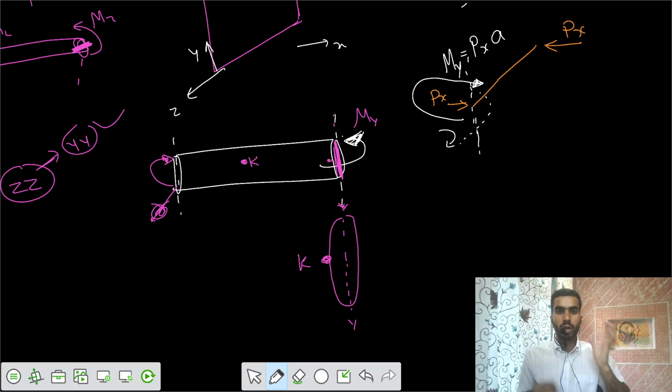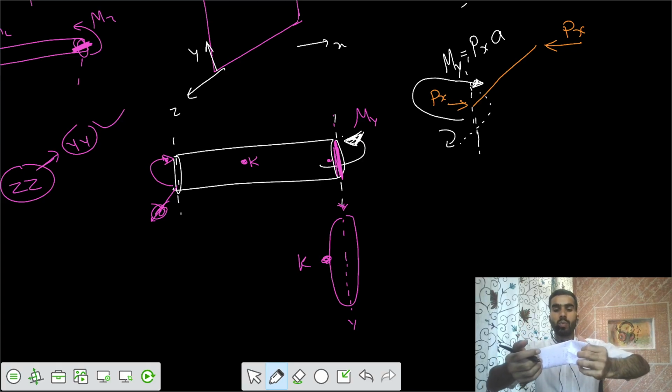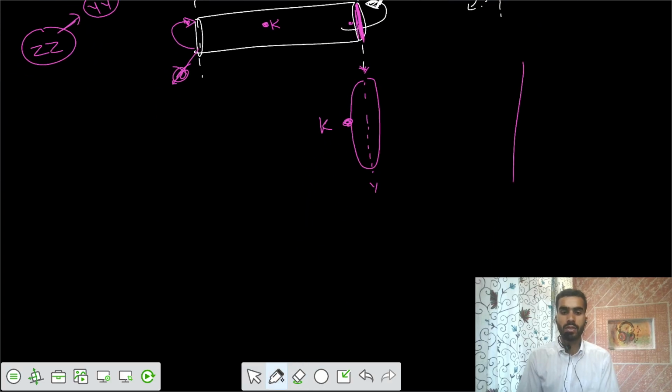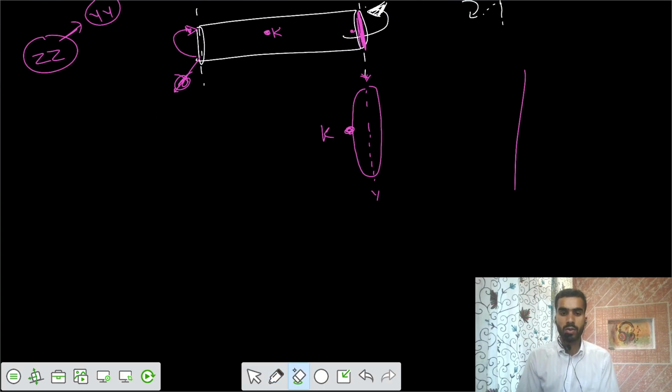You are applying that sagging bending moment. That means point K is at the bottom, point K is downwards. So it is getting tensile stress. So the stress at point K because of My is tensile stress. If this is your neutral axis, then the bending stress at point K is a positive tensile stress.